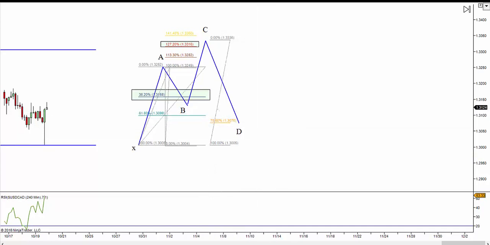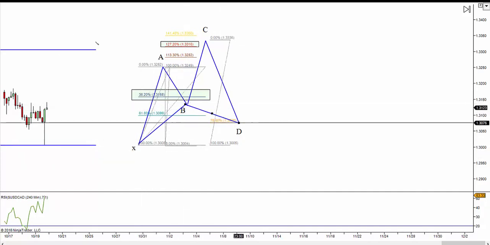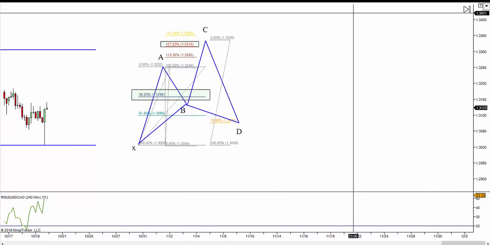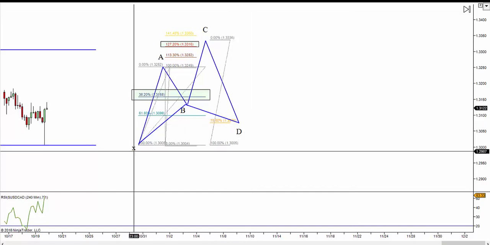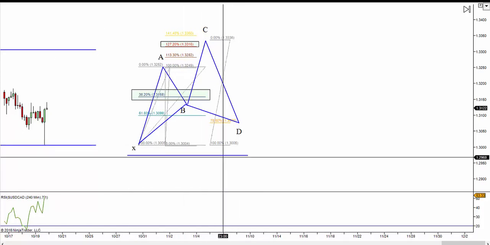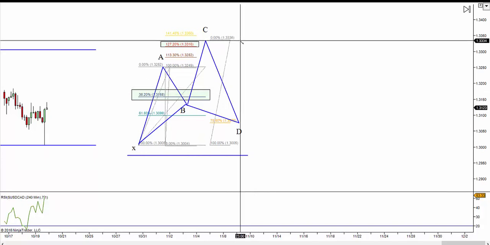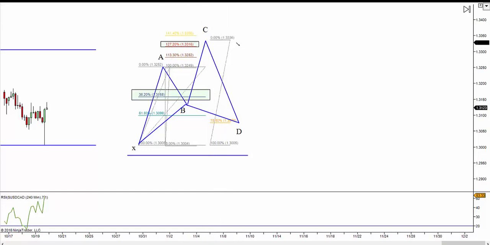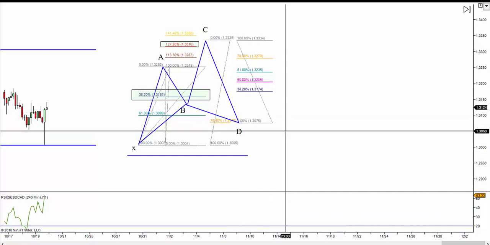So I'll look at that, spot on. So we've got our completion point and we can fill it in. Simple. There we've got our Cypher pattern. Specific ratios met, entry point on the 78.6, stops sit below the X leg, and your targets will be a Fibonacci retracement from the C point down to the completion point. Okay?